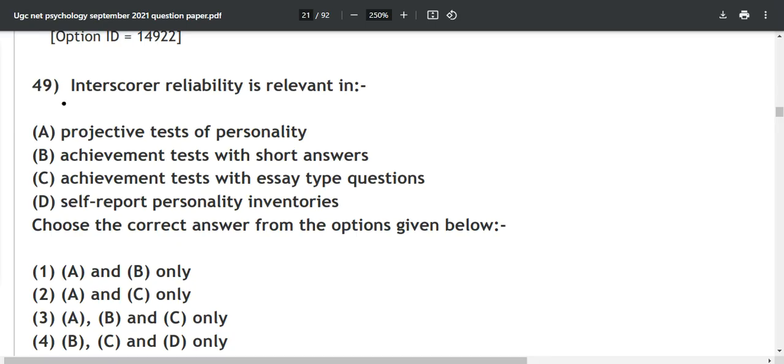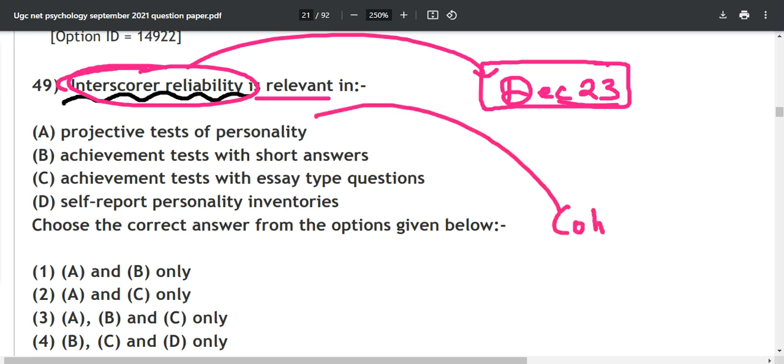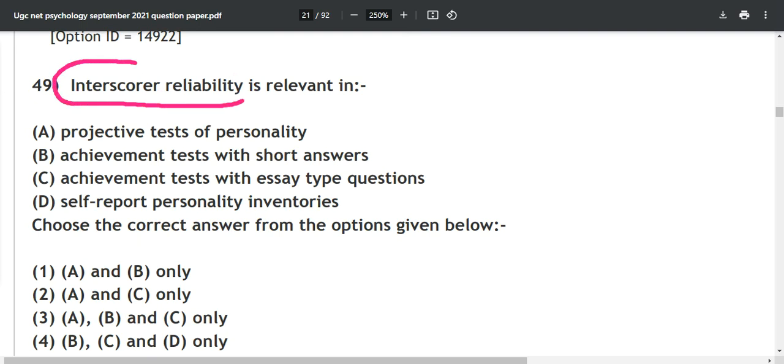Now let's move ahead. This inter-scorer reliability, I will tell you why it is so relevant. See, it is so relevant in the recent exam as well, I guess the December 23 one. Okay, there was a question asked on Cohen's kappa. This Cohen's kappa is associated with this inter-scorer reliability. So first of all, what is the inter-scorer reliability?